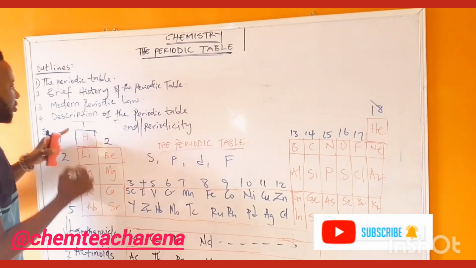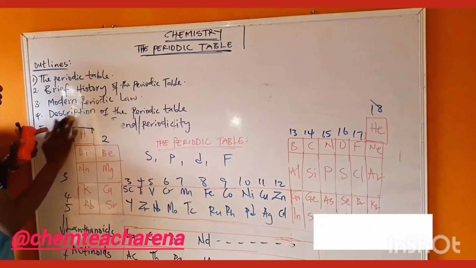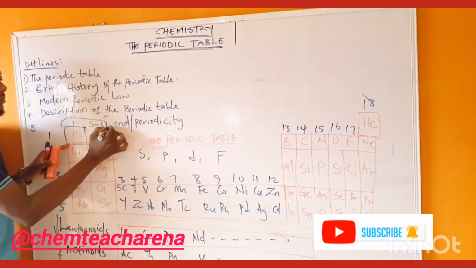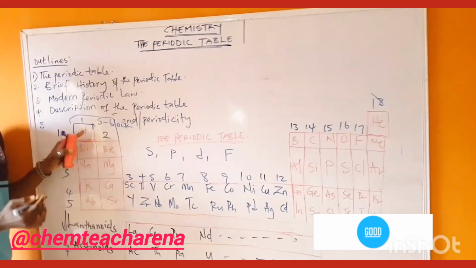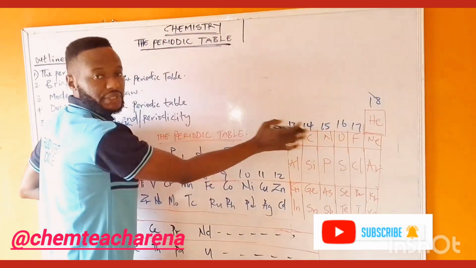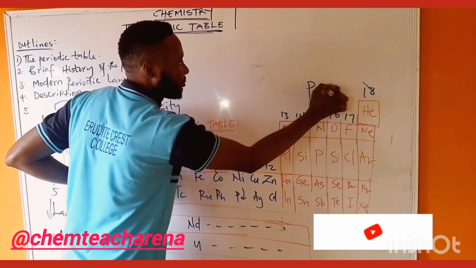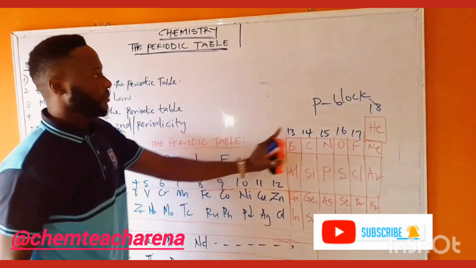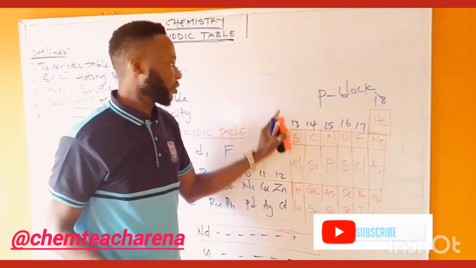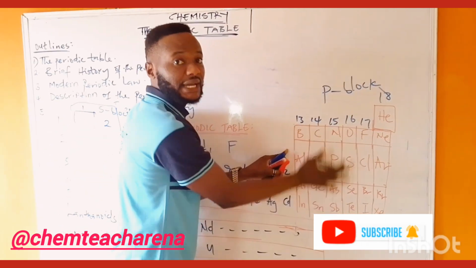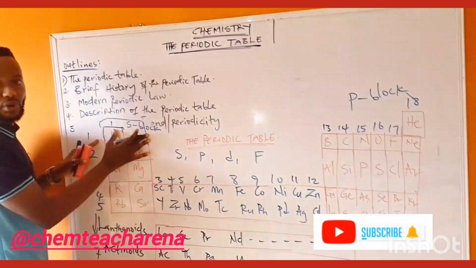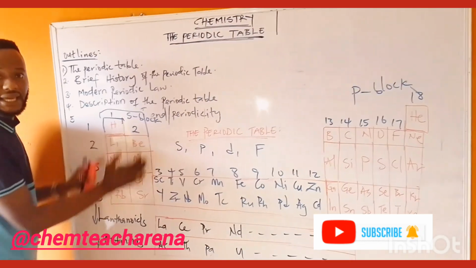And F. So group 1 and group 2, they belong to what? To S block element. Group 1 and group 2 belong to S block. Then 13 to 18, that side is the P block. P block begins from boron, carbon, nitrogen, oxygen, fluorine, neon. All elements here are the P block elements. While elements in group 1 and group 2, they are the S block elements.